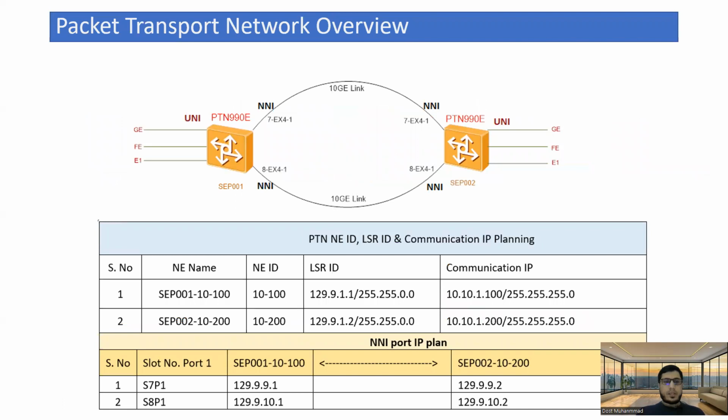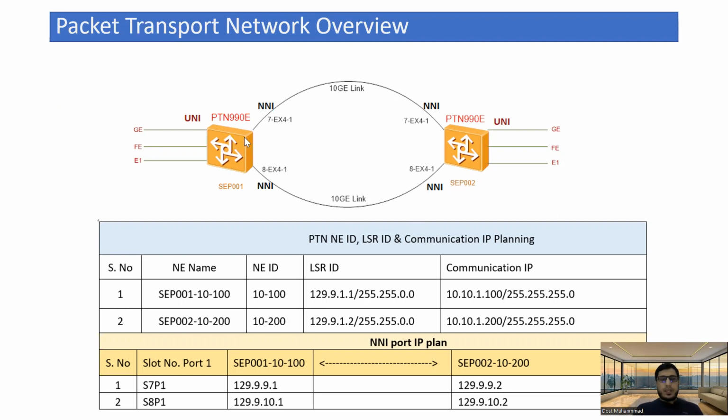This is a practical aspect of the network. I have one setup to explain practical network understanding. Here just consider two simple network connections. We have two nodes, one is SAP001 and the second one is SAP002. The product I am using is PTN990E from Huawei, just for understanding. Link layer is 10GE link.